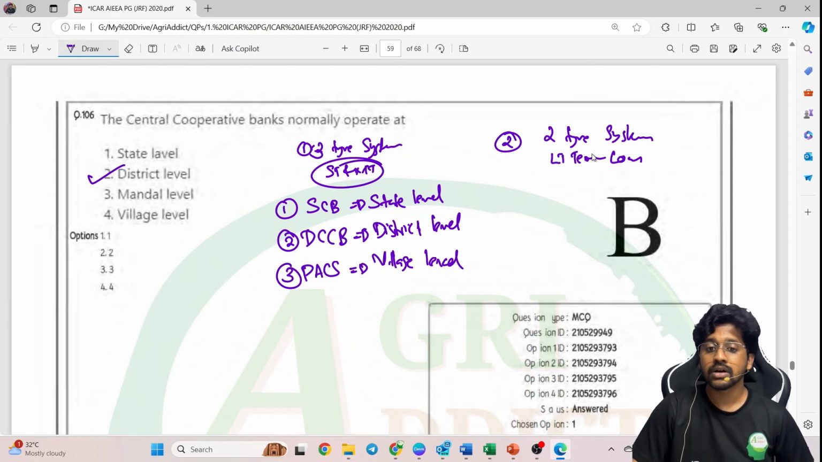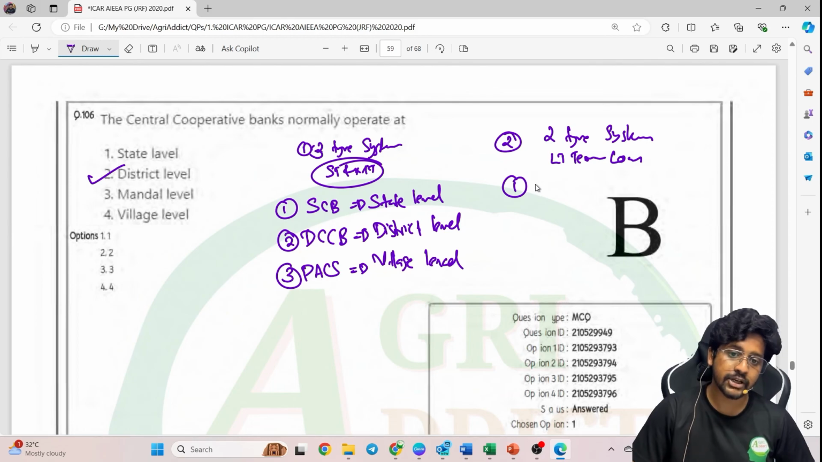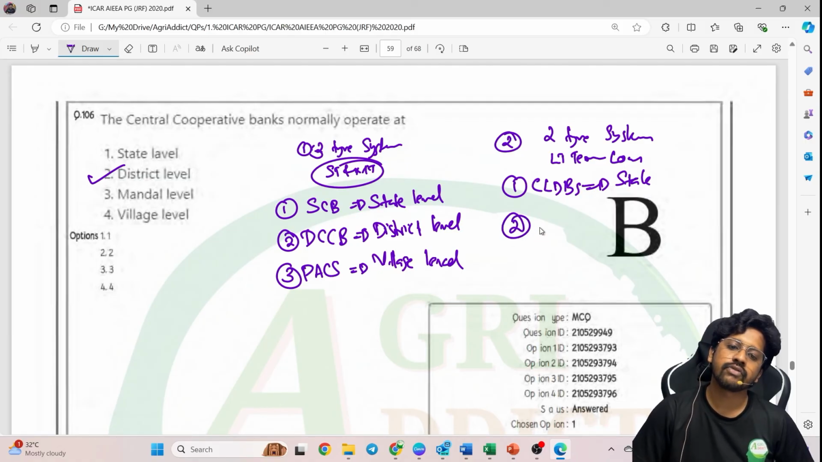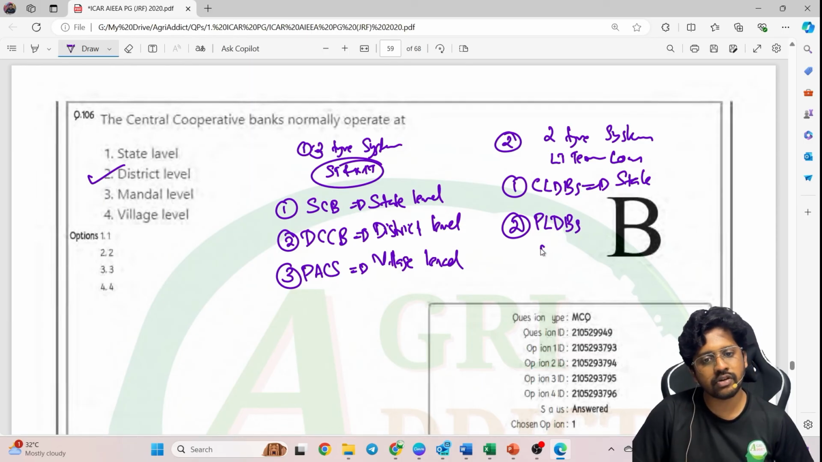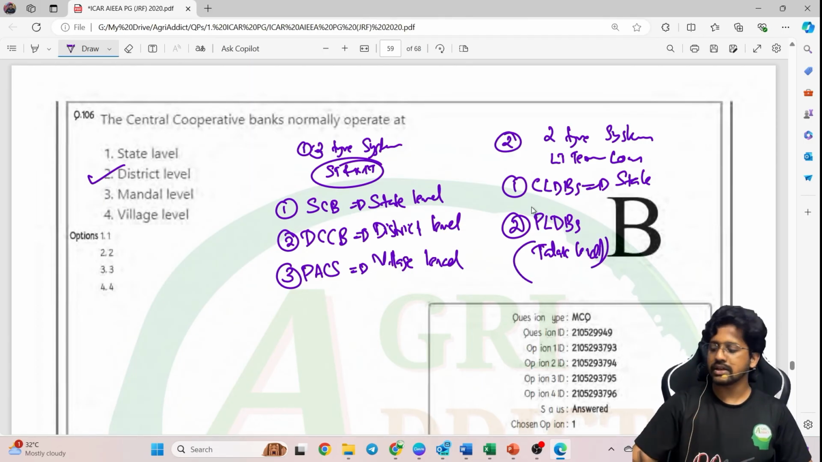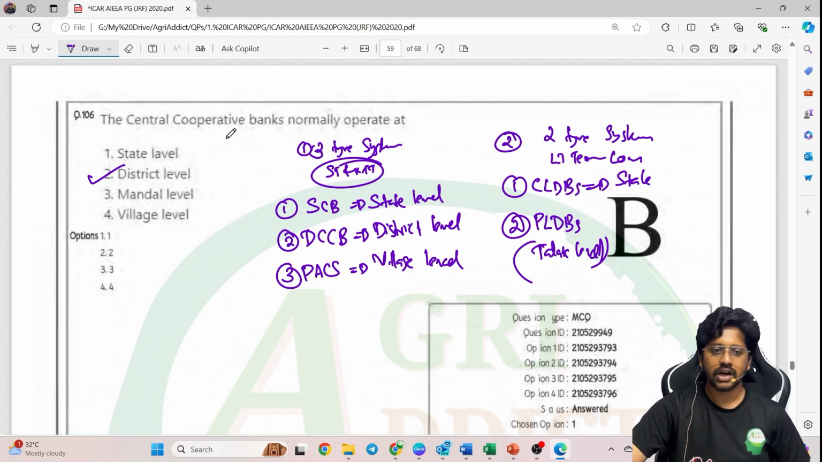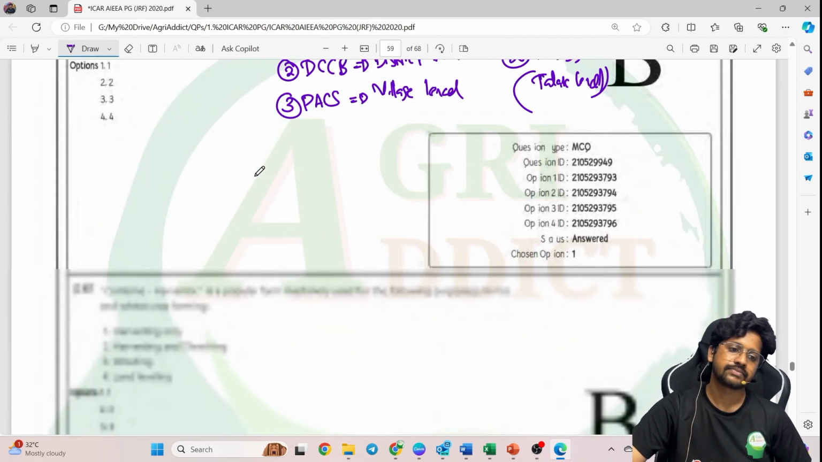What about the long-term loan disbursement system, the two-tier system? The first one, the apex institution for the two-tier system, is the Central Land Development Banks, CLDBs, which operate at the state level. And the second one is the Primary Land Development Banks, PLDBs, which operate at the taluk level. Okay, so this is how the three-tier and two-tier systems of the cooperative credit organization look, and the central cooperative bank normally operates at the district level.